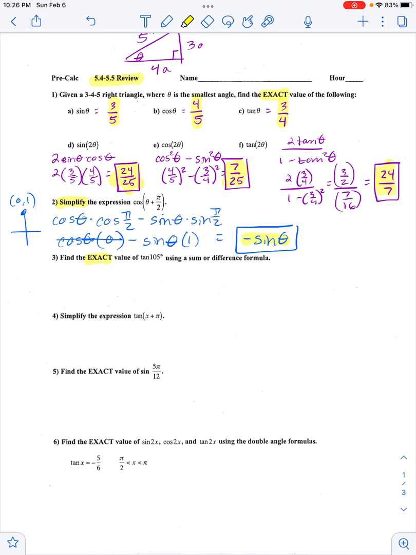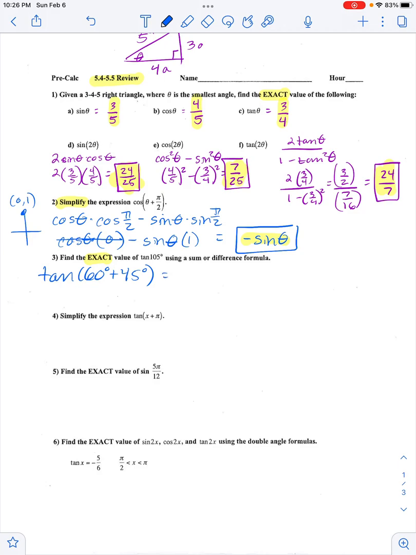So here we're looking for exact values of tangent 105. It tells you to use the sum or difference formula. There's a variety of ways to break this down. So maybe try doing it on your own, but the way that I did it was to split it into 60 and 45. It's not the only option.